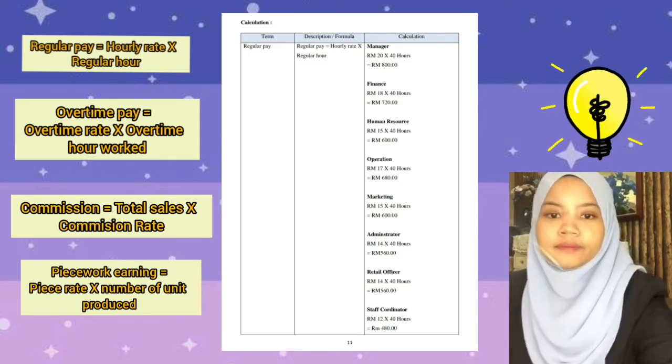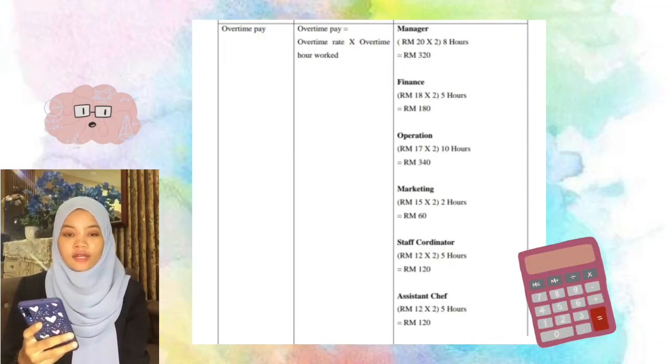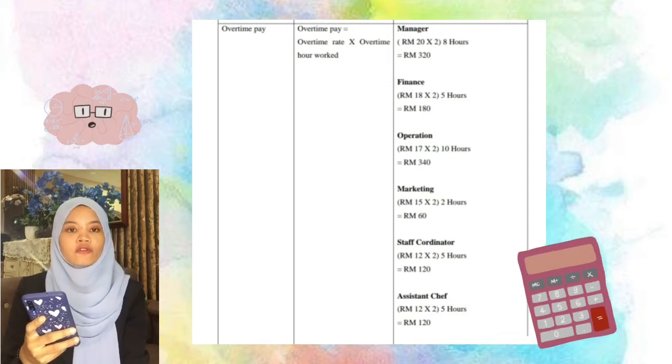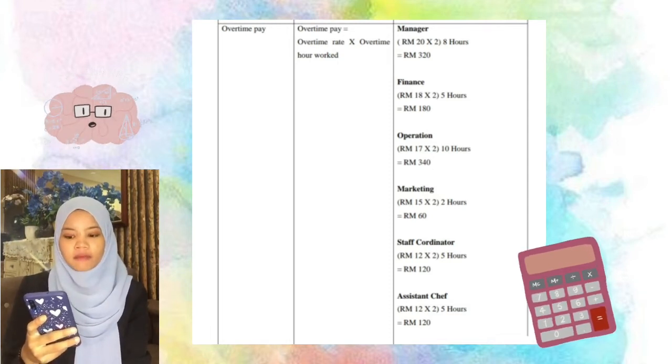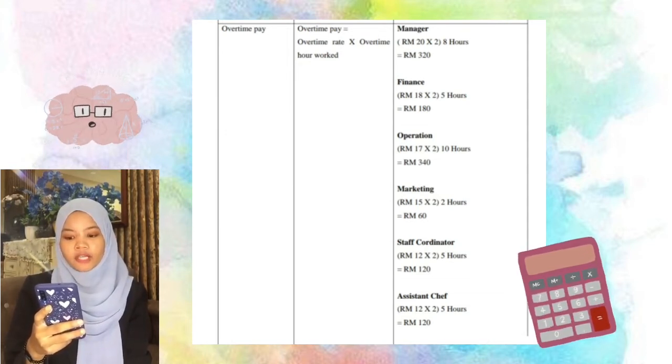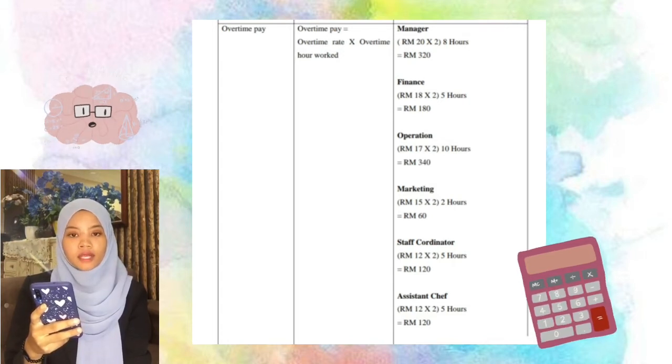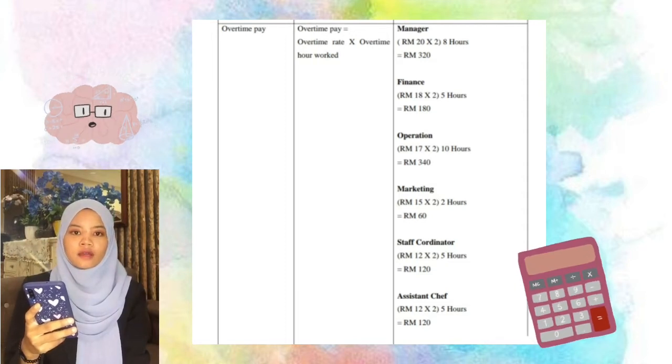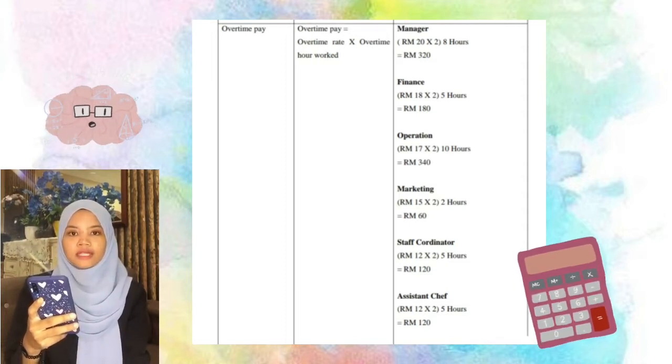Next, the calculation of overtime pay. For the overtime formula, overtime rate times overtime hours worked. For manager, the answer is RM320. For finance RM180. For operation RM340. For marketing RM60. Staff coordinator RM120. And assistant chef RM120 too.